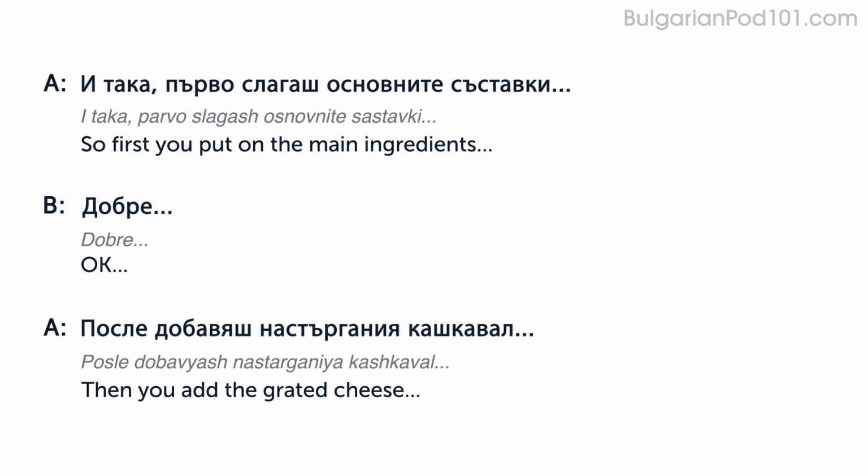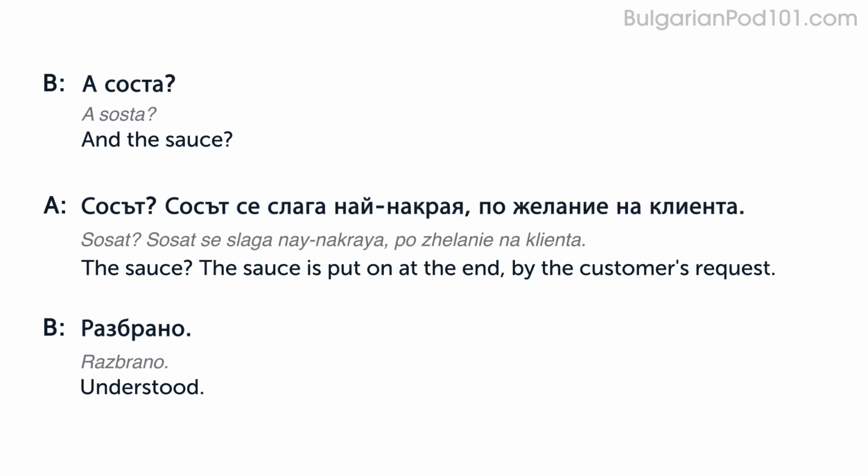И така. Първо слагаш основните съставки. Добре. После добавяш настъргания кашкавал. А соса? Сосът се слага най-накрая, по желание на клиента.